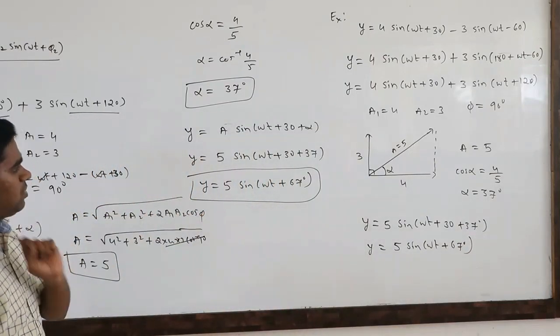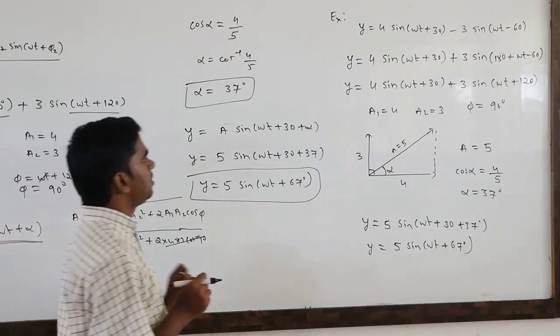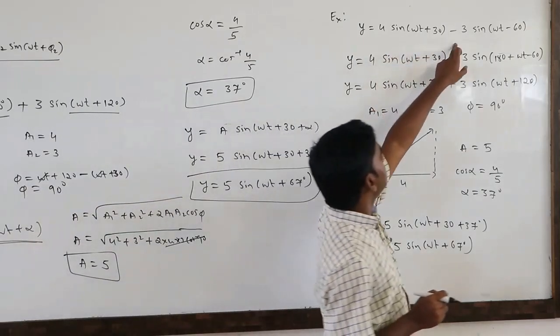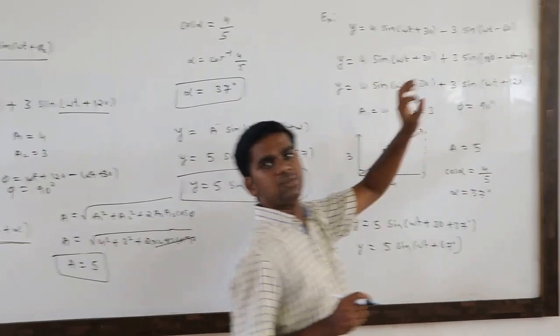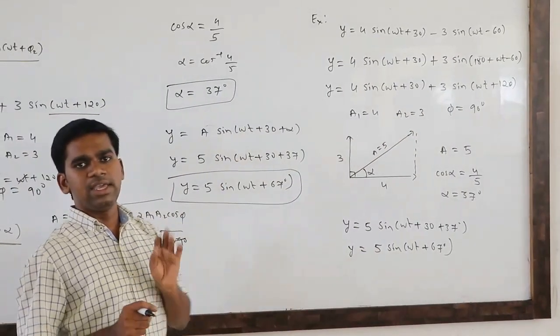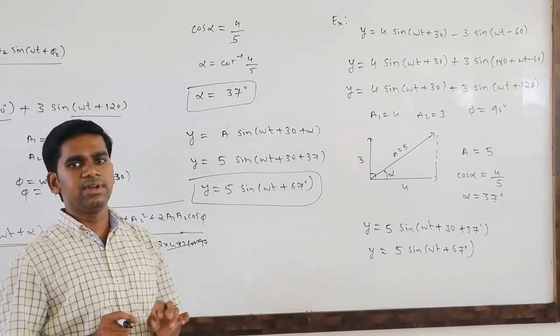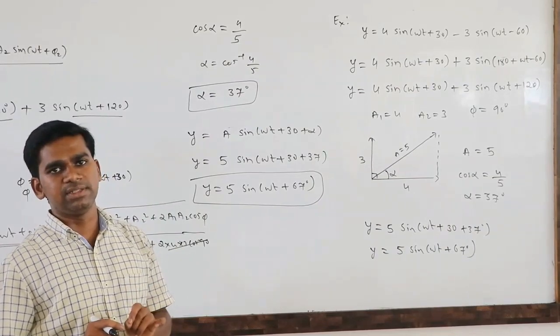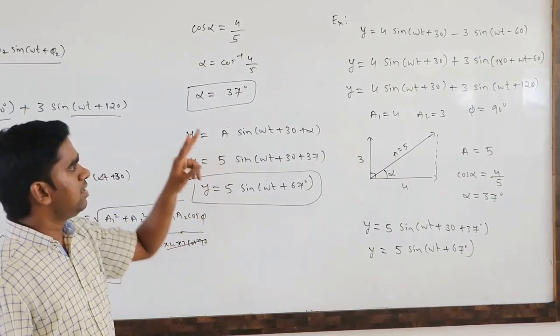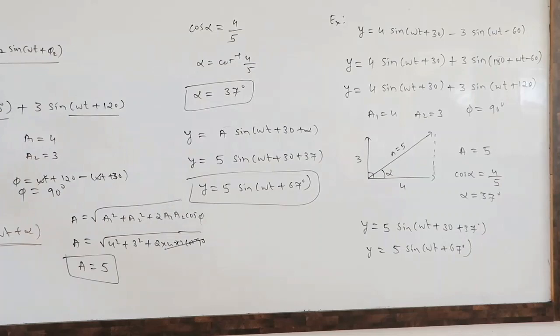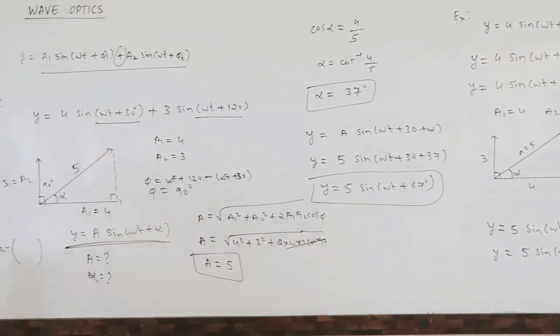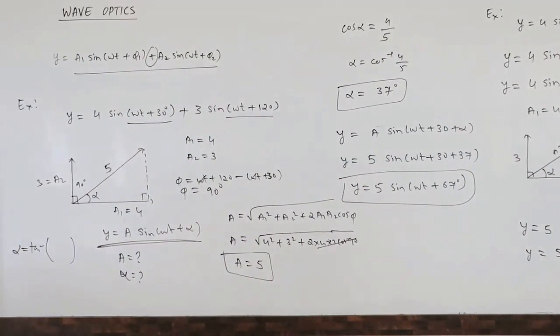But what care we should take is this: whichever equation they give, that should be in standard form. That is a1 sin omega t plus theta 1 plus a2 sin omega t plus theta 2. We should take care that we have to compare the given equation with the standard equation. Okay, this is how we can solve the problem.